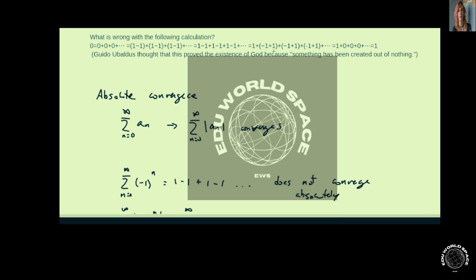So the problem in this calculation lies in these steps right here, when we remove the parentheses and when we add them back. The terms needed to be added in the original order and not in any other order. So this line was okay, and then everything else was false. And this is again because our series is not absolutely convergent.